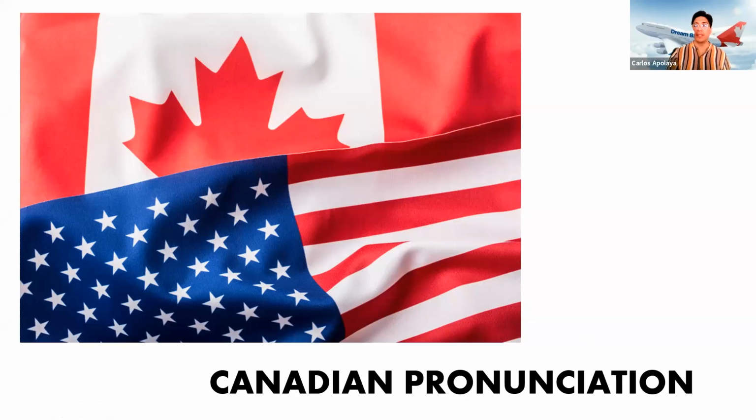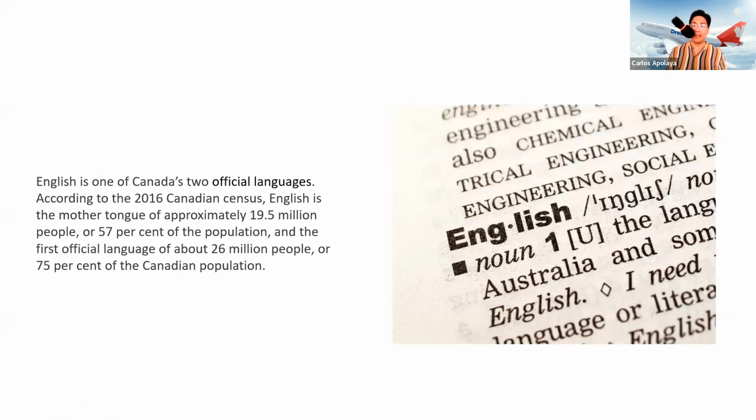It says Canadian pronunciation. Let's go. Please read this paragraph. English is one of Canada's 2 official languages. According to the 2016 Canadian census, English is the mother tongue of approximately 19.5 million people, or 57% of the population, and the first official language of about 26 million people, or 75% of the Canadian population. Of the Canadian population, you say population.